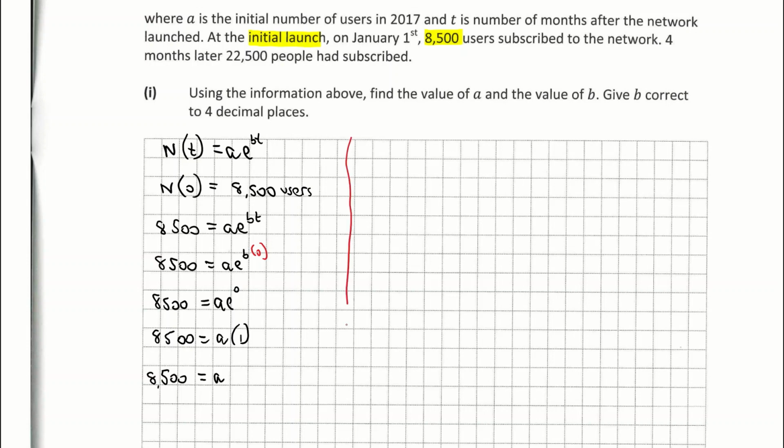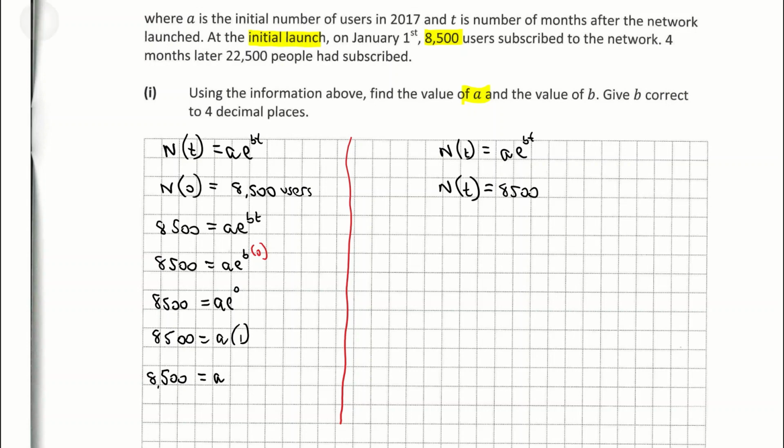It then wants us to calculate the value of B. So we've got our A. In order to find the value of B, I'm going to again take the formula. Number of users at a specific time is A e to the power of B t. I can now fill in my A, which is 8,500 users.